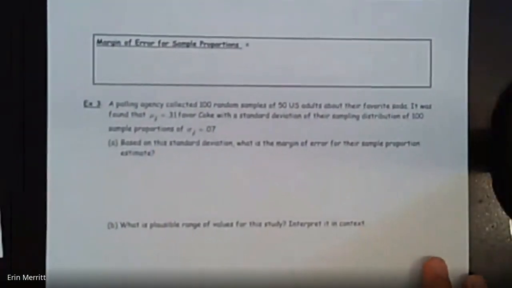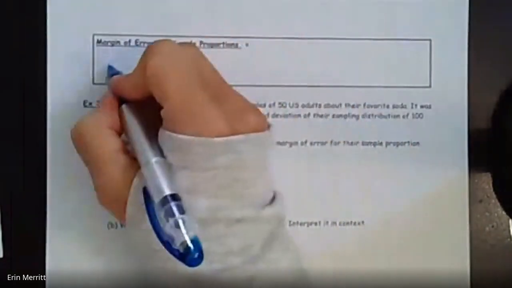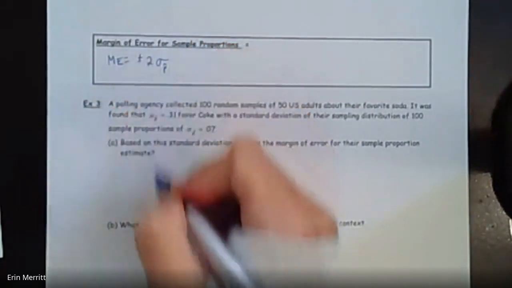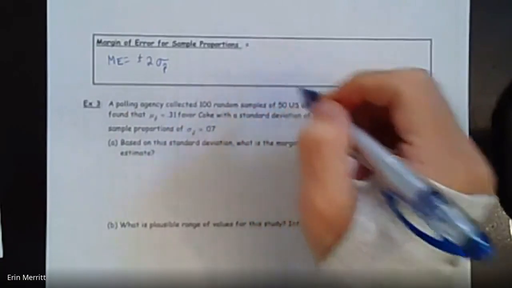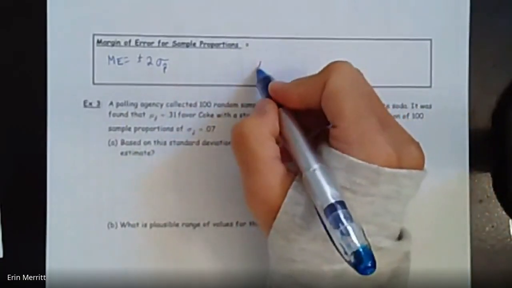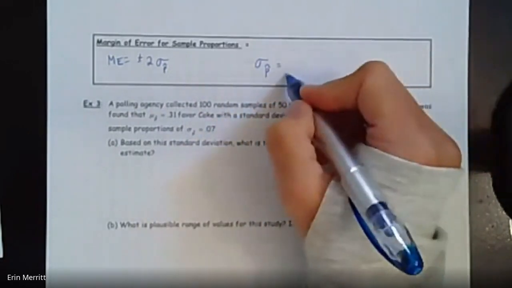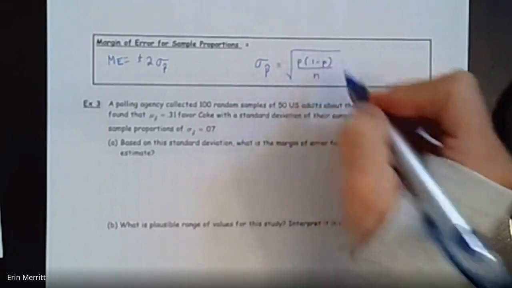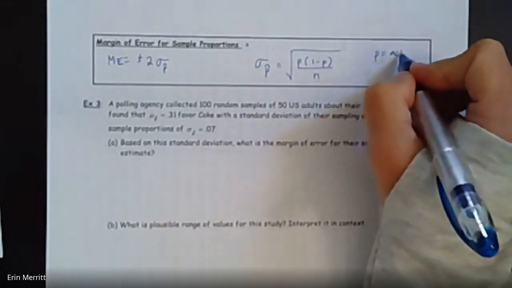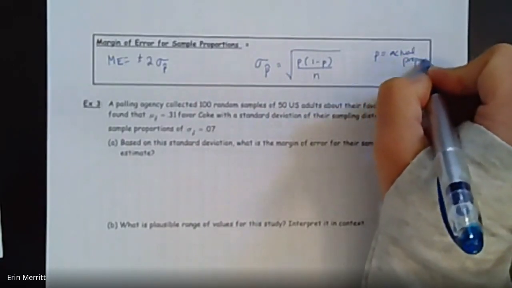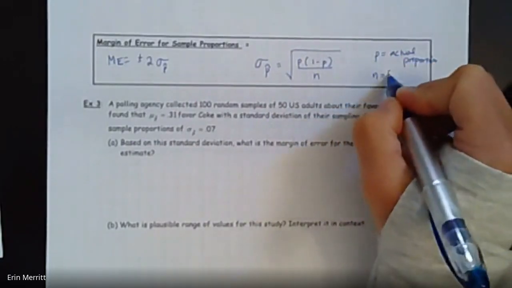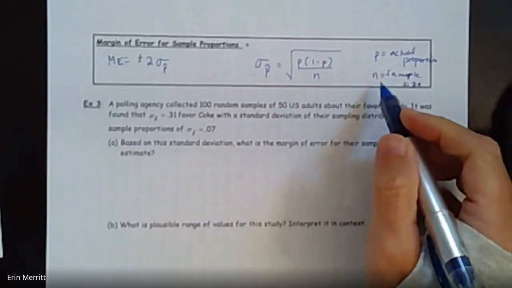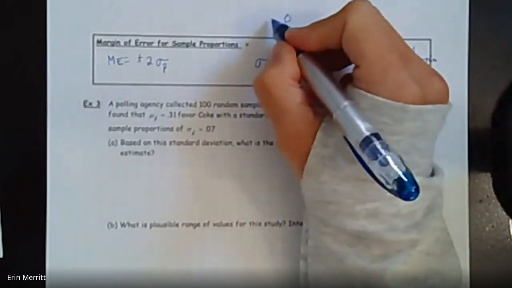All right. For this one, the margin of error for a sample proportion, it's still the same thing. It's plus or minus 2 of the standard deviations of the little p hats, if you want to get technical. And to calculate the standard deviation, it would be the square root of p times 1 minus p, over n, where p is the actual proportion and n is your sample size. Now, again, why would we need this formula? This is if we're only given one sample.